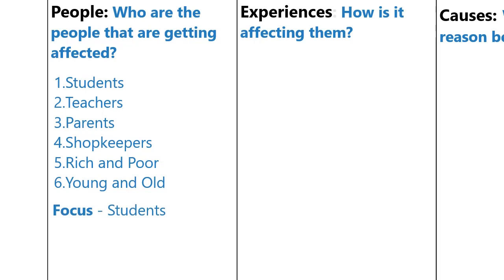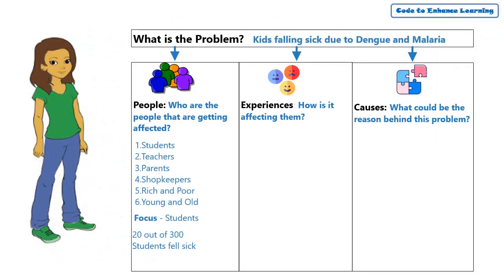From the survey, I also got to know that almost 20 kids out of 300 in school fall sick due to malaria and dengue. So I am going to record this information as shown on the screen. Let's update the responses for experiences.